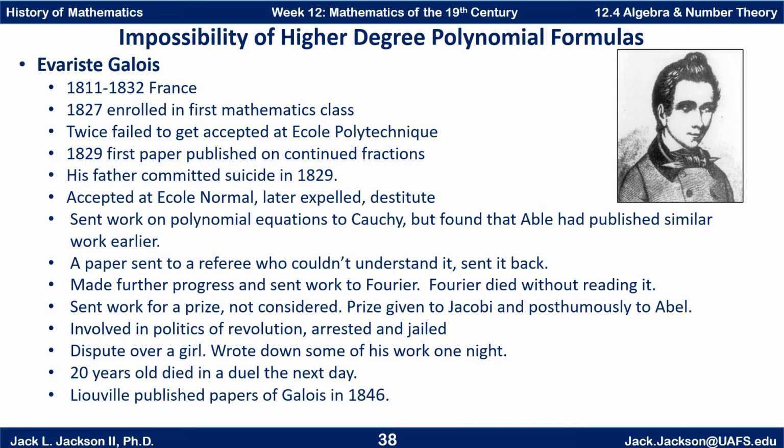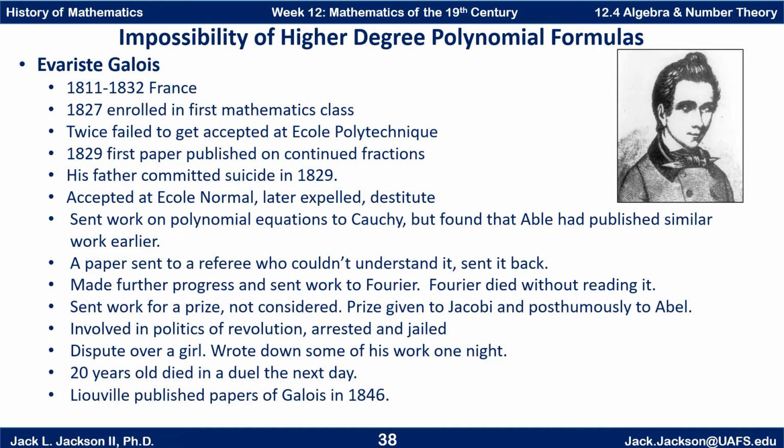But in 1829, he published his first paper on continued fractions. But his father had committed suicide in 1829, and right after that's when he tried to take his second entrance exam at École Polytechnique, and he failed that, possibly because he was so emotionally distraught from his father's suicide.